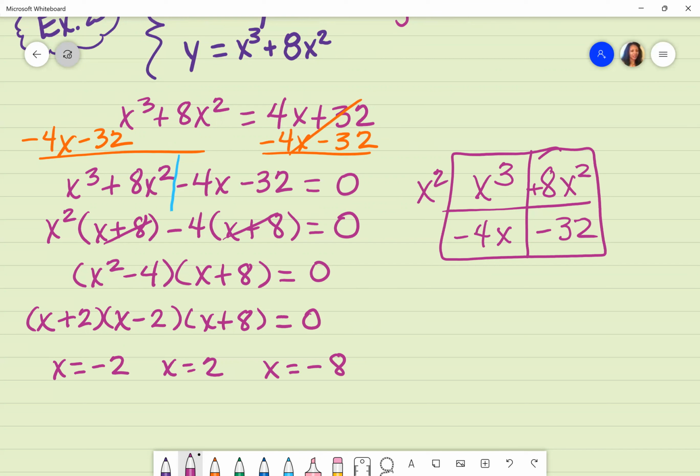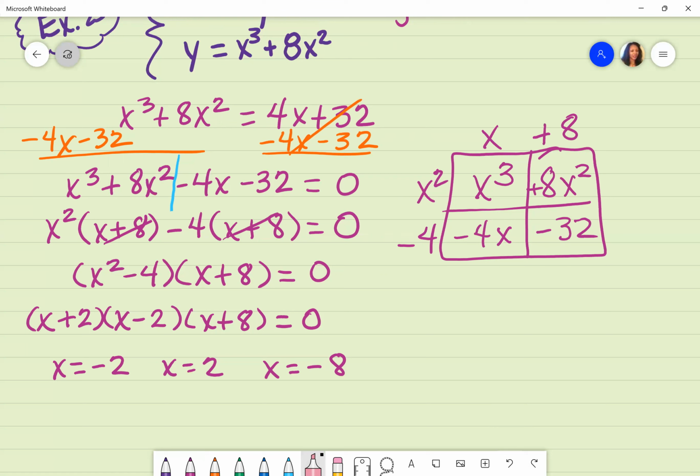Once you figure that out, you can figure out everything else. X squared times what will give me x cubed? Simply x. Now, x times what will give me -4x? -4. And then -4 times what will give me -32? Watch your signs, +8. That's one way. There are other ways to do it.